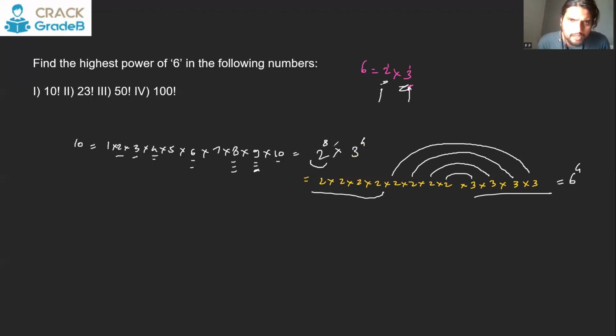So you don't have to count the number of 2's. Only the number of 3's is going to decide the number of 6's. So in 50, we have already counted the number of 3's. That same will be the answer for the number of 6's. And for 100 also, we have counted the number of 3's. The same will be the answer for the number of 6's. I hope you got this.